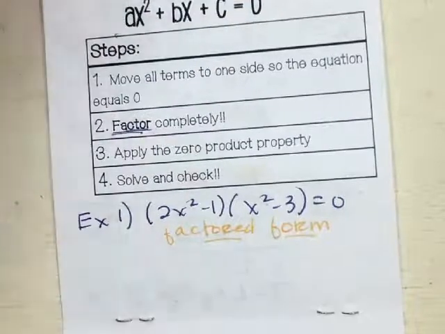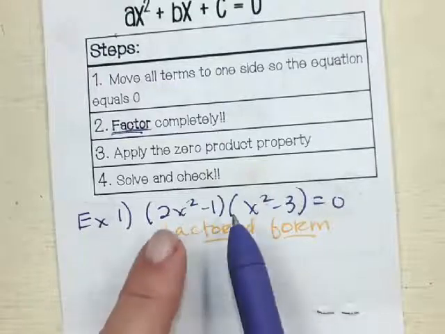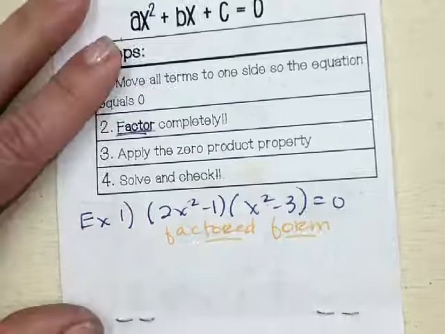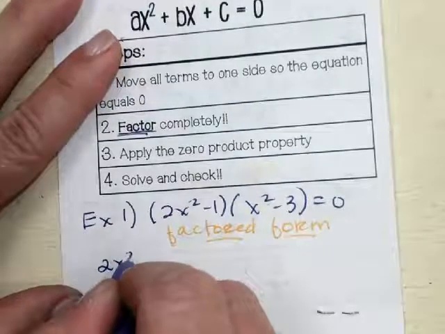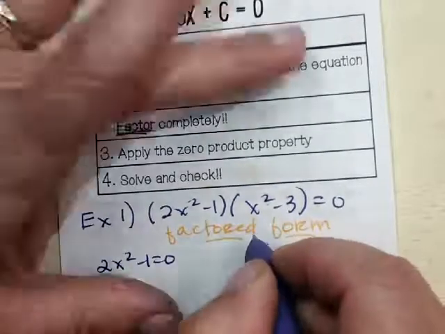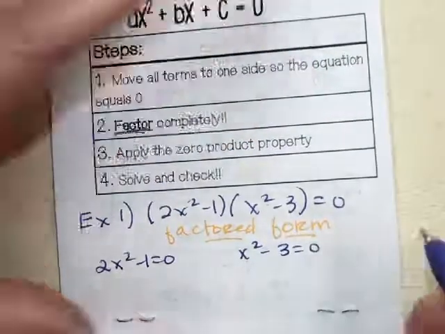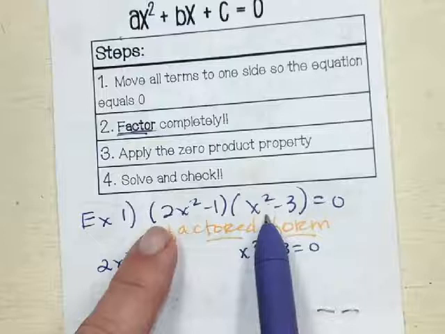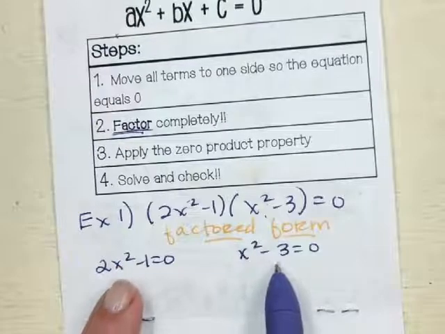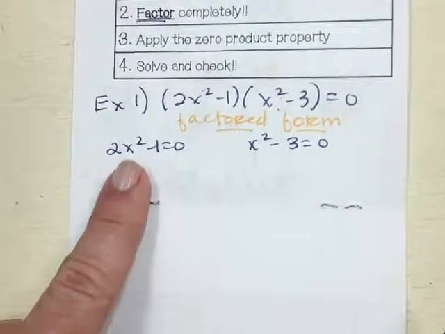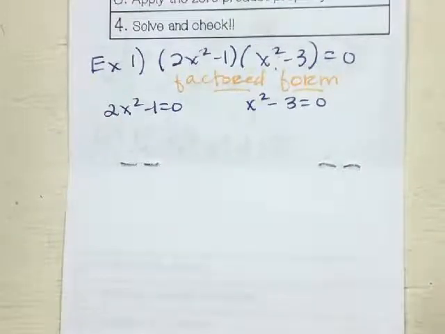So let me remind you about some vocabulary. What are factors? Factors are things that are being multiplied. This is being multiplied by that. So you're going to set this factor equal to 0, and you're going to set this factor equal to 0, because in order for this product to be 0, one of these has to be 0. And you're looking for the zeros, you're looking for where the graph crosses the x-axis.